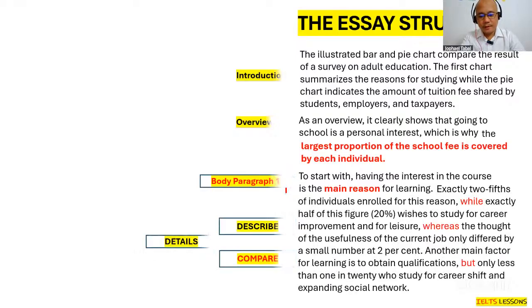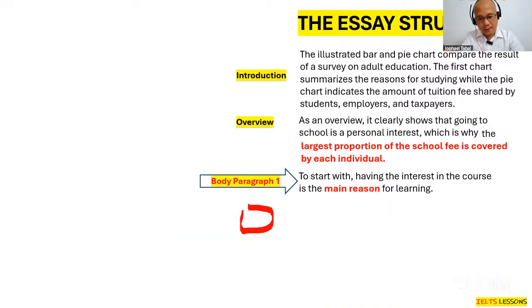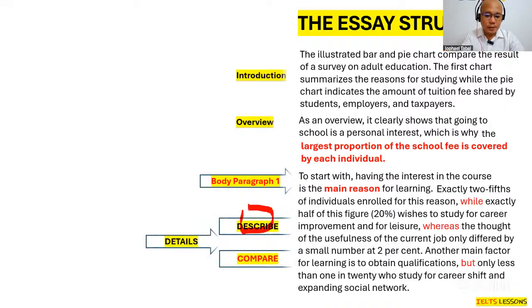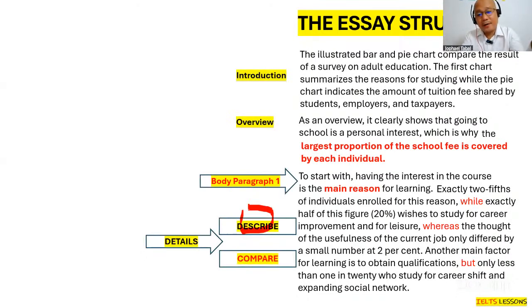So we have body paragraph 1, and the body paragraph should contain the details. Those details contain the description of what the graph is, that means describe, and it also contains the comparison of what the graph shows. So that's the contents of the body paragraphs.